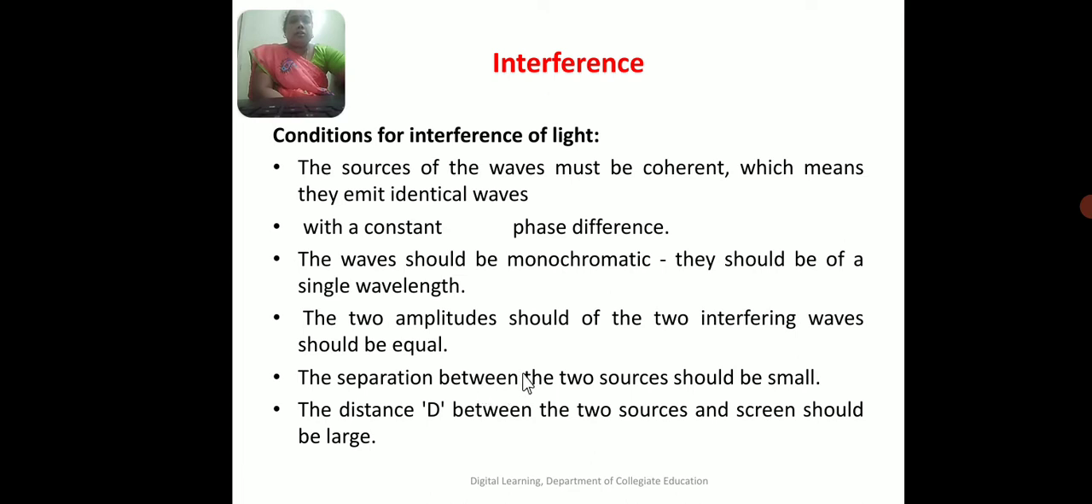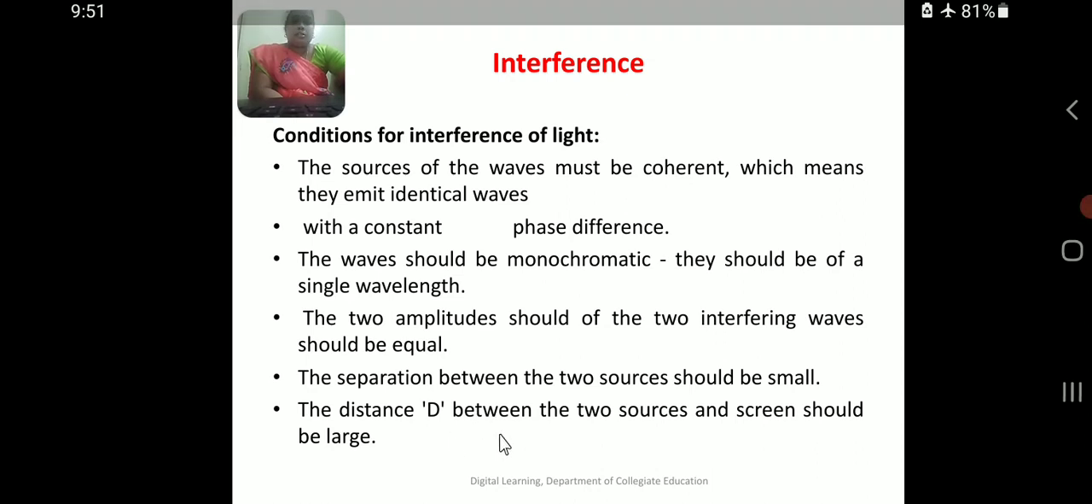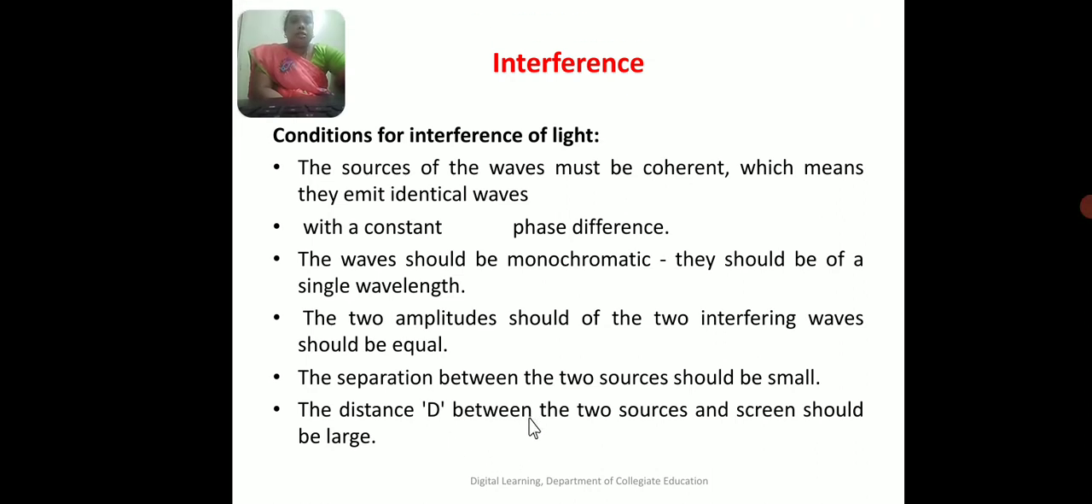In the interference phenomenon, the first condition is that the sources should be coherent, meaning we are using two sources, and the separation between the sources should be small. In this experiment we are also using a screen. First the source is there, next two slits, lastly the screen. The source emits light rays in all directions, and these rays emerge from the two slits. Those two slits behave like coherent sources.